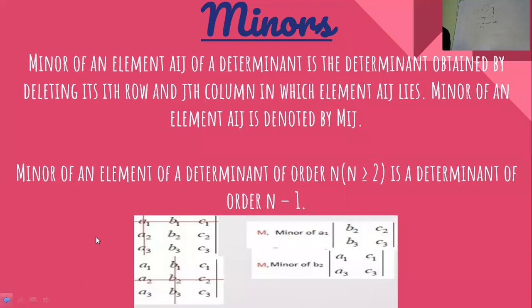In the given figure, we have shown that the minor of a1 is the determinant of b2 c2 and b3 c3. Next activity, please. Next slide, please.